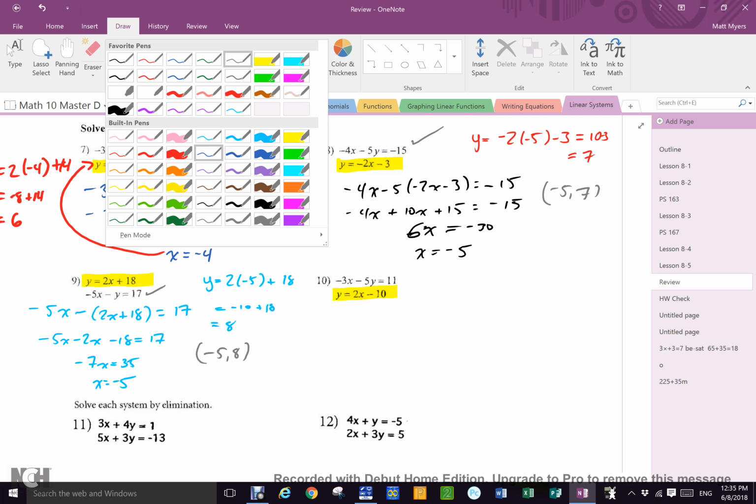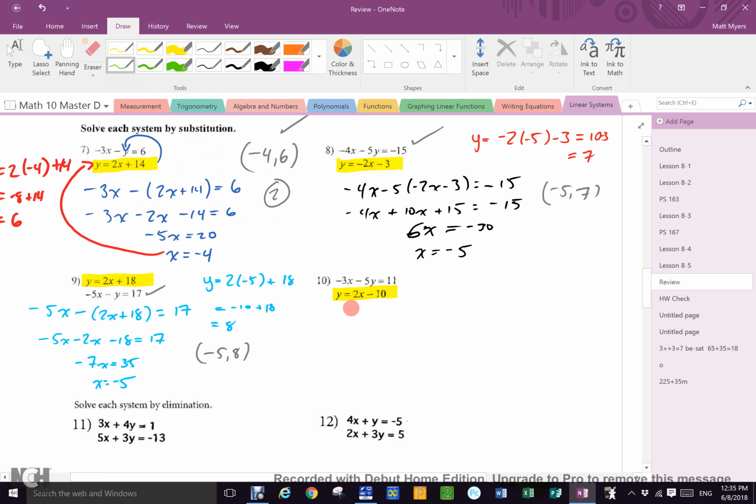And lastly, we'll go with this fun green color. Negative 3x minus 5 times 2x minus 10 equals 11. Negative 3x minus 10x plus 50 equals 11. Negative 13x equals negative 39. x equals 3. y equals 2 times 3 minus 10. 6 minus 10. Negative 4.